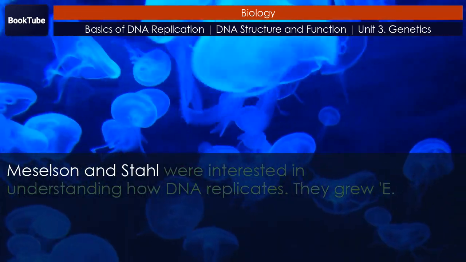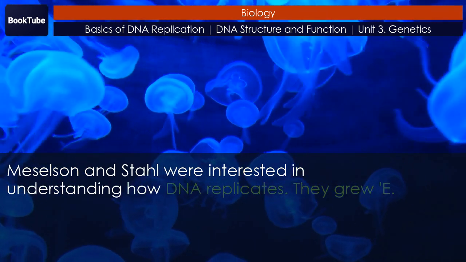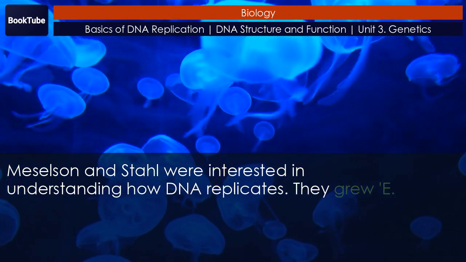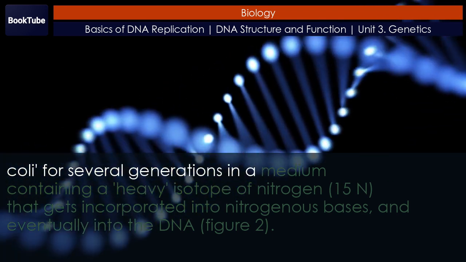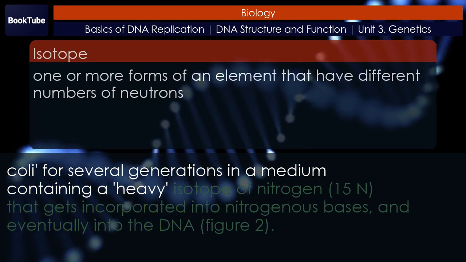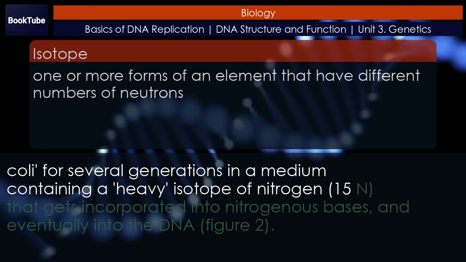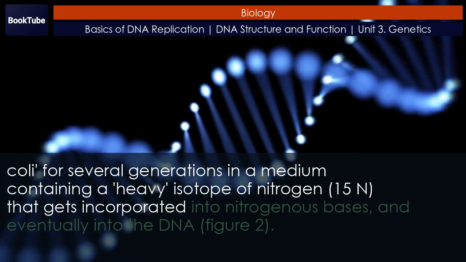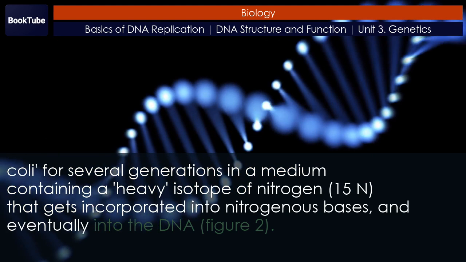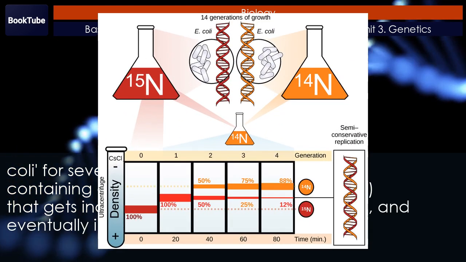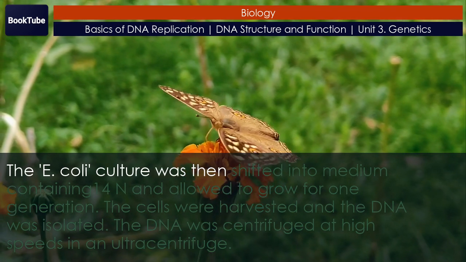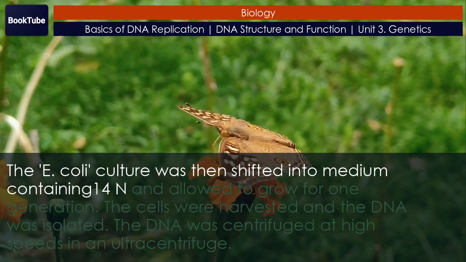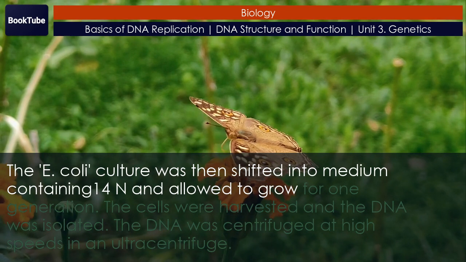Meselson and Stahl were interested in understanding how DNA replicates. They grew E. coli for several generations in a medium containing a heavy isotope of nitrogen, 15N, that gets incorporated into nitrogenous bases and eventually into the DNA. Figure 2. The E. coli culture was then shifted into medium containing 14N and allowed to grow for one generation.